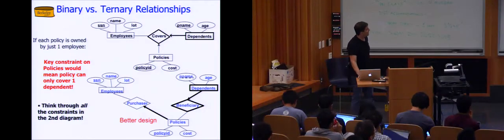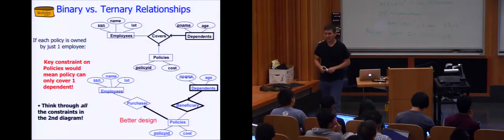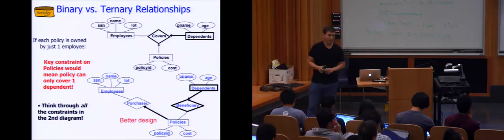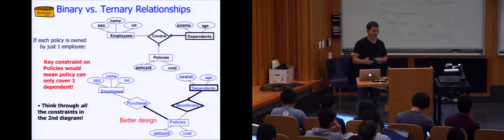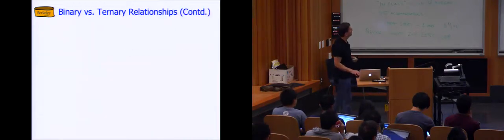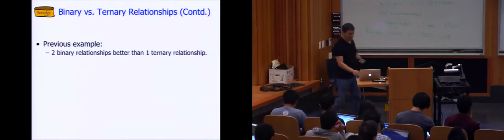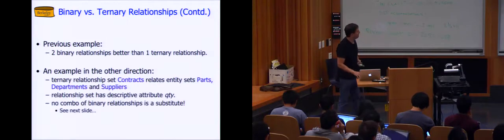Okay, so we've seen an example where a ternary relationship was a bad thing, and two binary relationships were a good thing. You'd expect that I would show you an example the other way around now, right? Where a ternary relationship is a good thing, but two binary relationships will be the wrong thing. So let's go through that. So here's an example in the other direction.